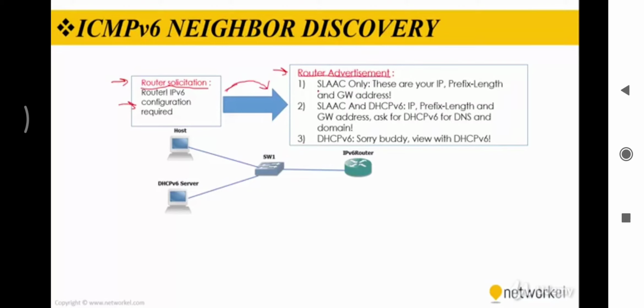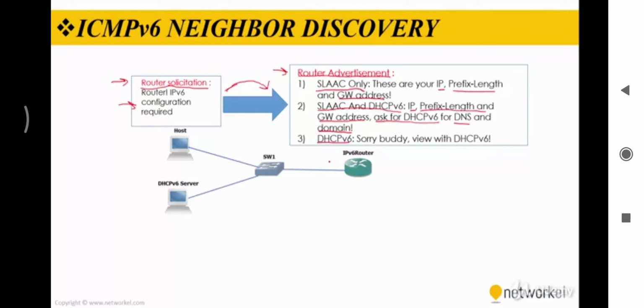The first option is SLAAC only. The router can offer the IP prefix length along with the gateway address. The second option is SLAAC and DHCP version 6. In this option, the router gives the IP prefix length and gateway address and tells the client to ask the DHCP version 6 server for the DNS and domain names. And the third option is DHCP version 6, and in this response the router says: I'm sorry buddy, ask everything to the DHCP version 6 server.